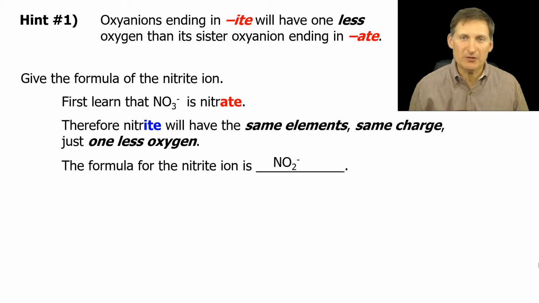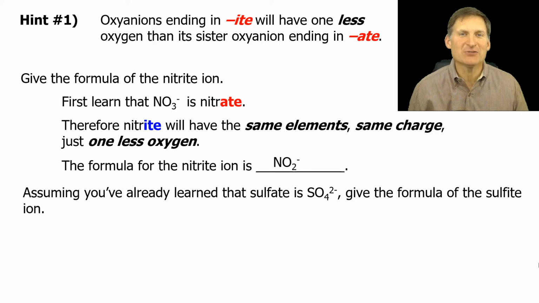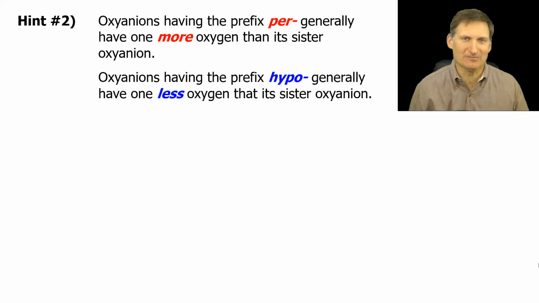NO2-. The only difference is that the sister anion ending in "ite" has one less oxygen than the one ending in "ate." Please try the next one in a similar manner. Stop the video now. Sulfite must have one less oxygen than sulfate, so we get SO3 2-. The charge doesn't change. On to hint number two.